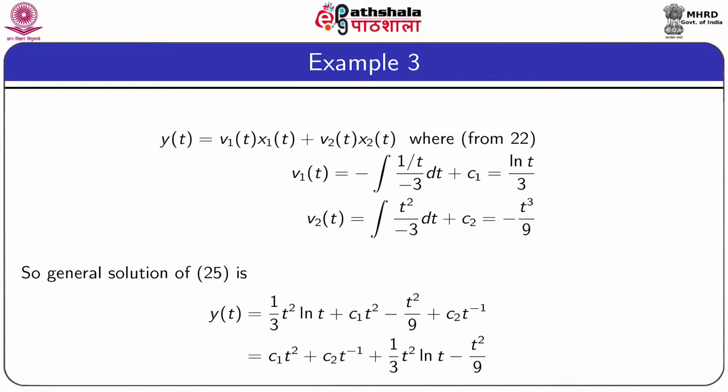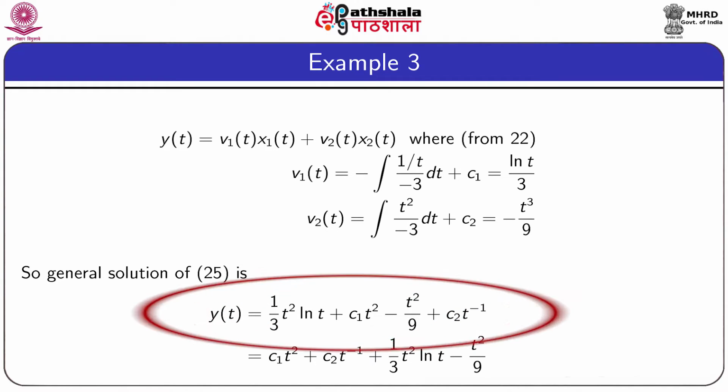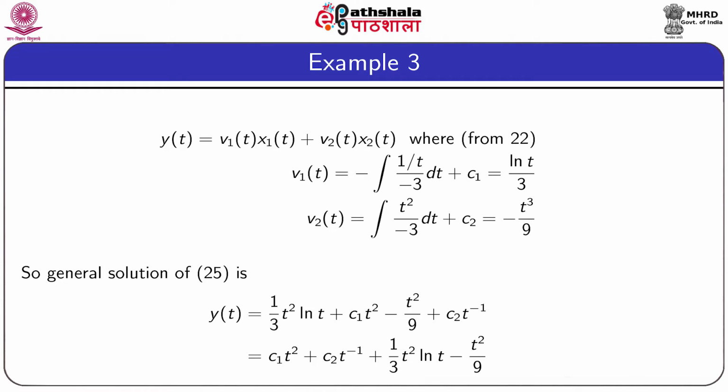Hence, the general solution of 25 is y t is equal to c 1 t square plus c 2 t to the power minus 1 plus 1 by 3 t square log t minus t square by 9.